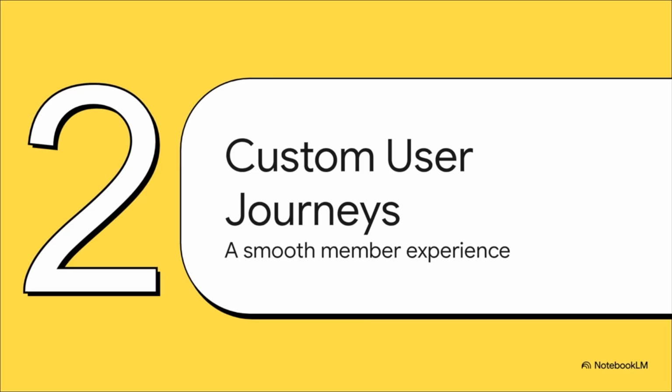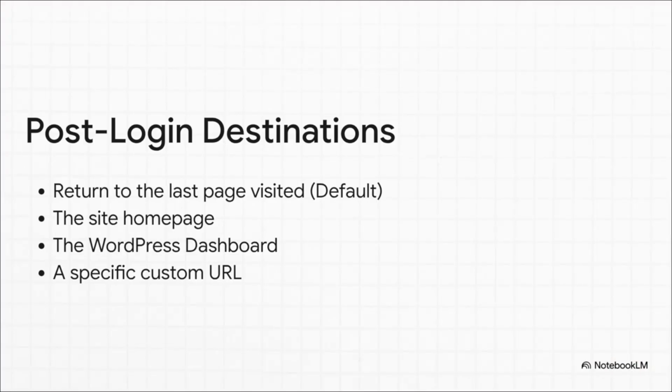Okay, so locking the door is one thing, but what about the experience for the people you actually want to let in? You want that to be seamless, right? So now let's look at how you can customize the user journey and create a really smooth experience for your members. So someone logs in, what happens next? You get to decide. The default setting is pretty clever, actually. It sends them right back to whatever page they were trying to get to in the first place. But you have total control. You can send them to the homepage, the WordPress dashboard, or any other custom URL you want. It just keeps the whole flow feeling logical and smooth.